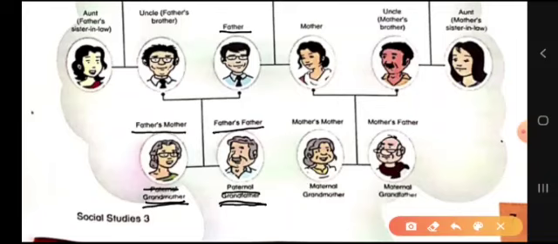Now look into the other side. This is your mother and she is your maternal grandmother and he is your maternal grandfather, जिसे आप नाना और नानी कहते हो. और फादर के साइड में क्या होते हैं? ये आपके दादा हैं और ये आपकी दादी हैं. I hope this is clear.